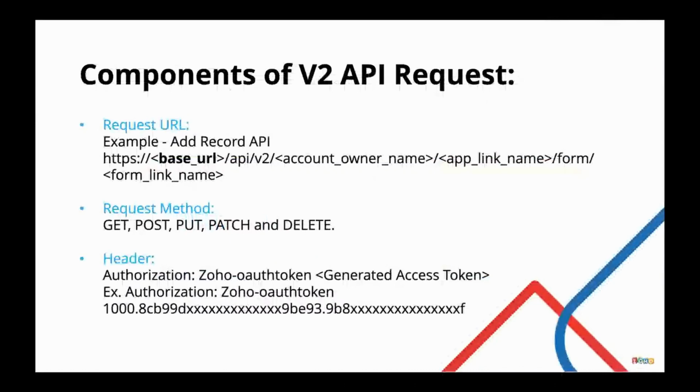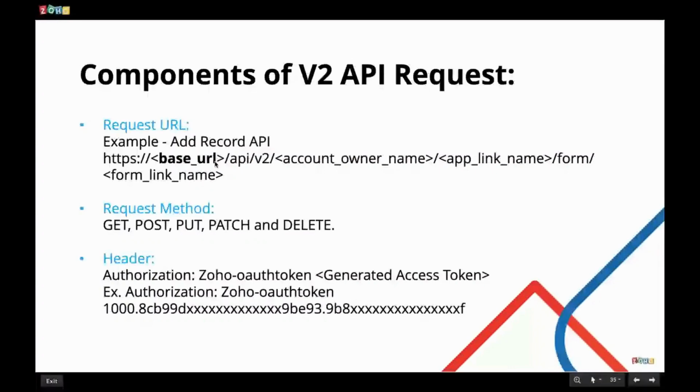Here we have the components of an API request, which is the request URL, based upon the type of API. Here we have an example of the add record API, in which we have the base URL followed by the account owner name, application link name, and the form link name, into which you're going to push data. The base URL is important. I will show you how we need to configure the base URL.